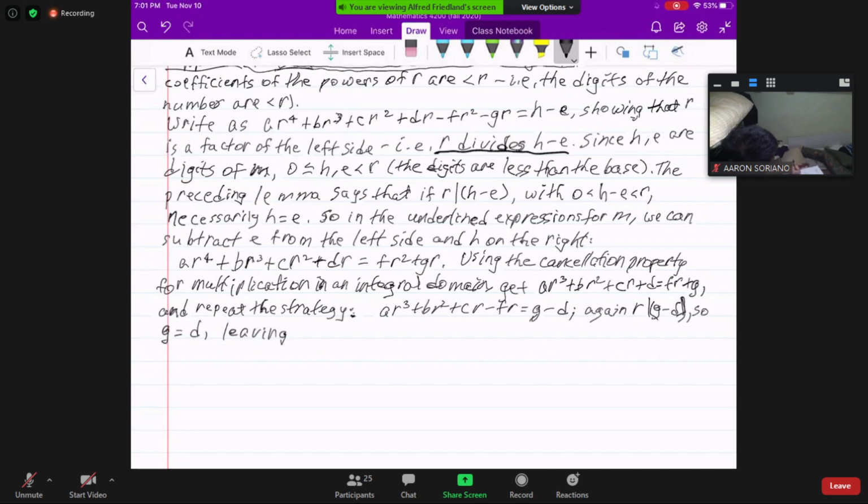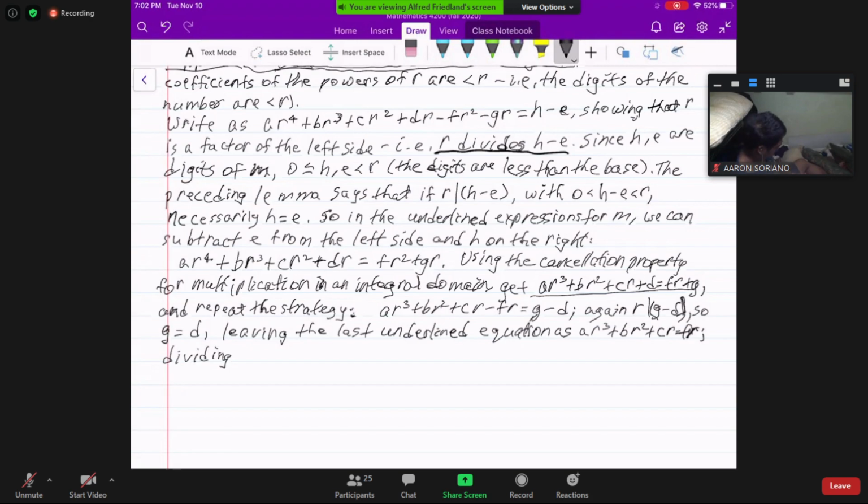So now, leaving the last underlined equation as just AR to the third plus BR to the second plus CR, and we're subtracting D from the left and G from the right, equal to FR. And again, so all those terms have R's.